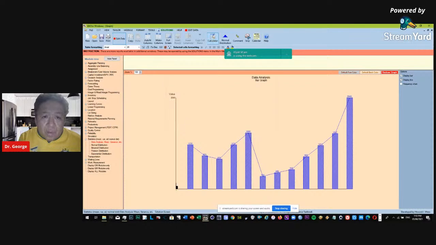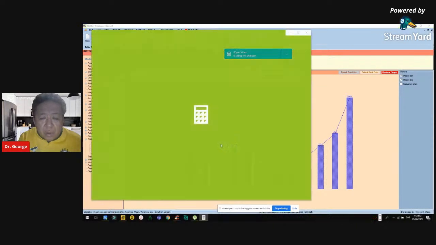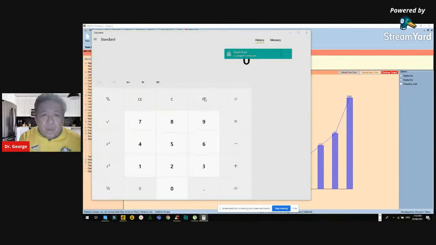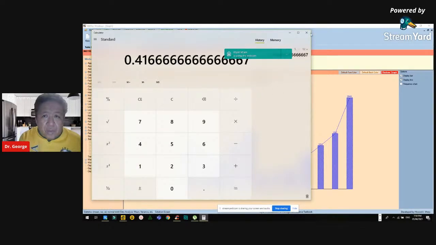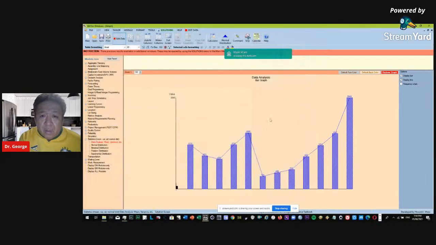We have a calculator here. 5 out of 12. What is 5 out of 12? Come on, come up. Oh no, it doesn't come up. So I kept on clicking. 5 divided by 12 equals, yeah, so 41%. 41%. And then what did we compute?